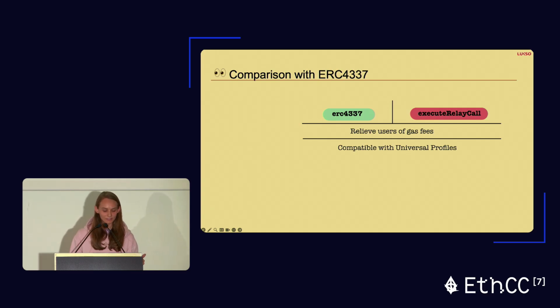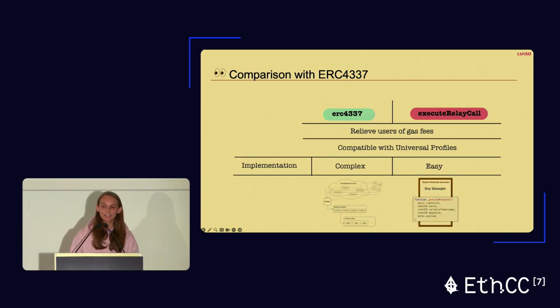Onto the differences, the ERC-4337 implementation is a bit more complex for developers because they have to put up some bundler nodes and they also have to put up a paymaster contract. Whereas on the other side, execute relay call is quite easy. As a developer, you just need to send a transaction to the execute relay call function of the key manager of the user.